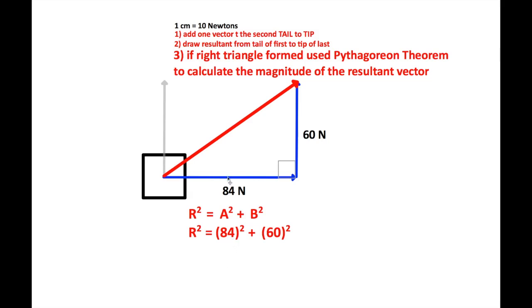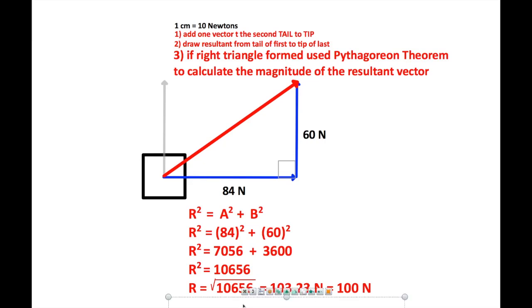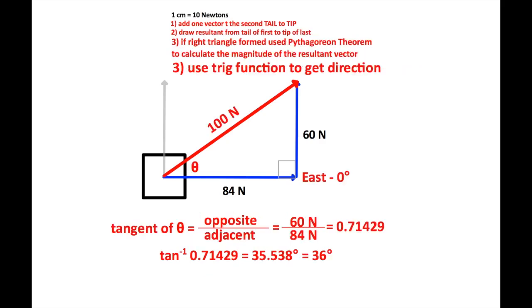Well, side a is 84 newtons squared, so that'd be a pretty big number, 7,056 newtons squared. Side b is 60, that's 3,600. So r squared equals 10,656. Find the square root. And sig figs, we are to 100 newtons. Yes, I have my magnitude, but I don't have my direction. That's where the trick comes in.